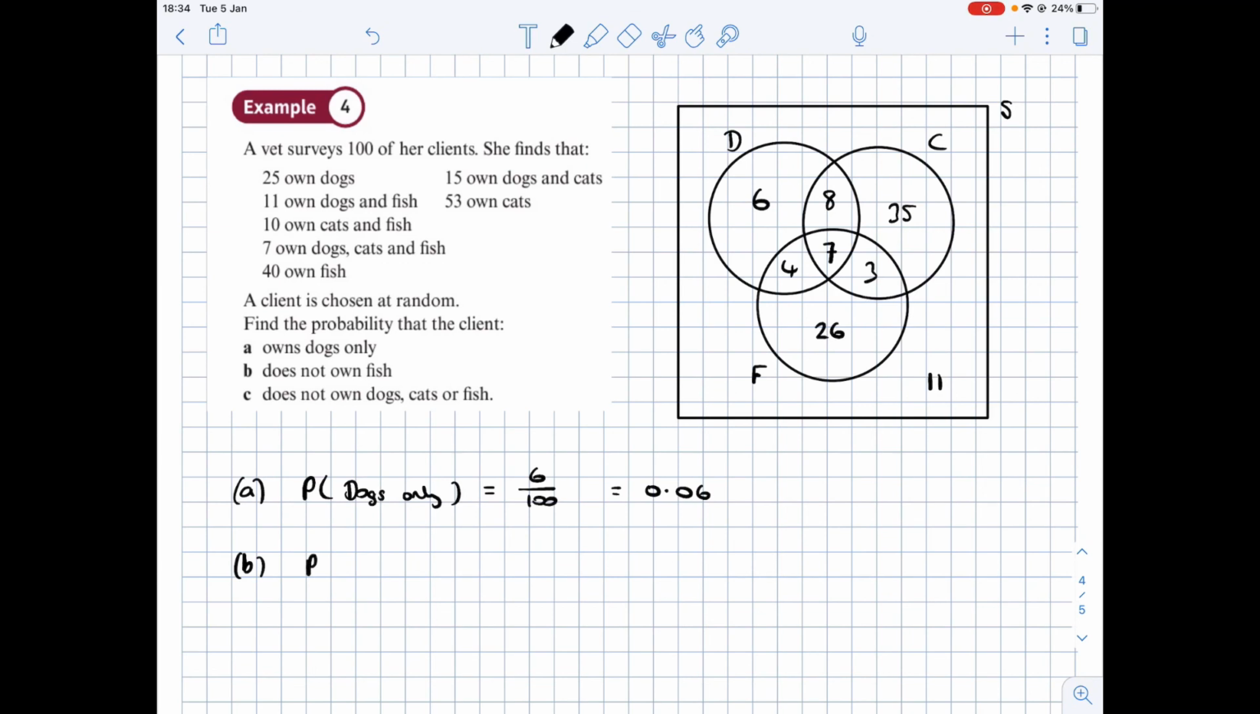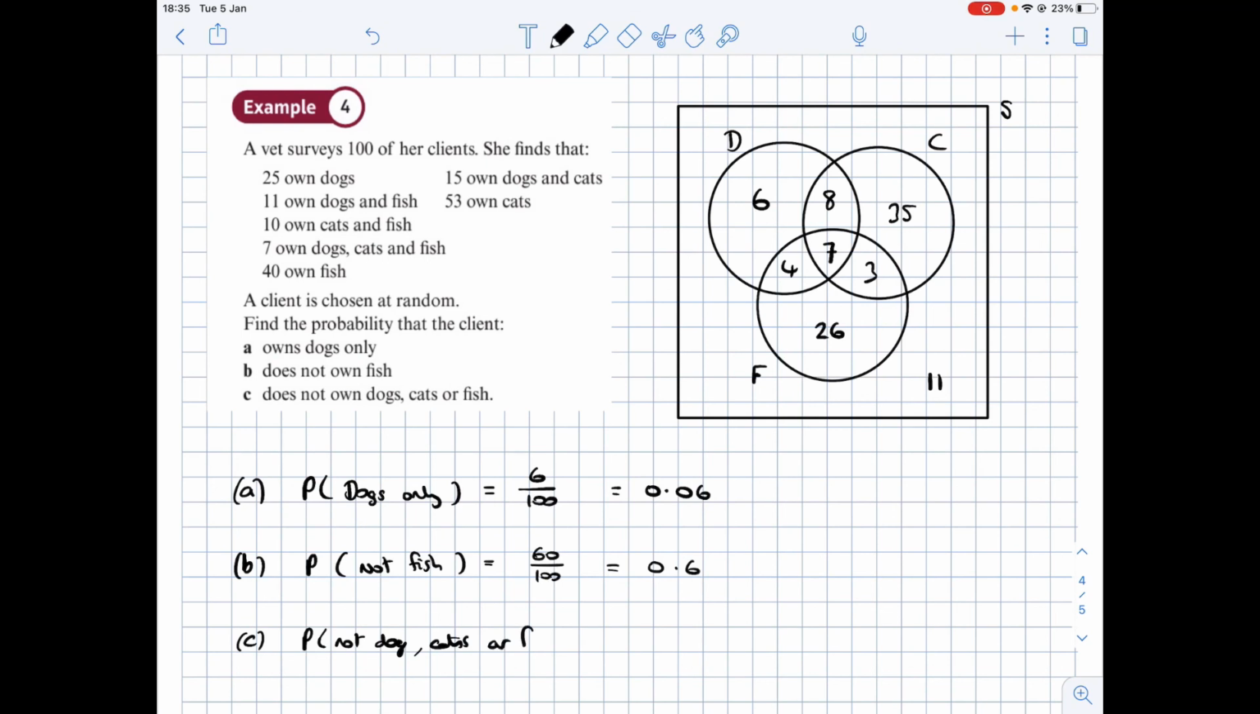For part B, does not own fish. So not fish. And if we look here, one way would be to find how many are there in fish, and we realize that's 40. So not fish must be 60. As a decimal, 0.6.